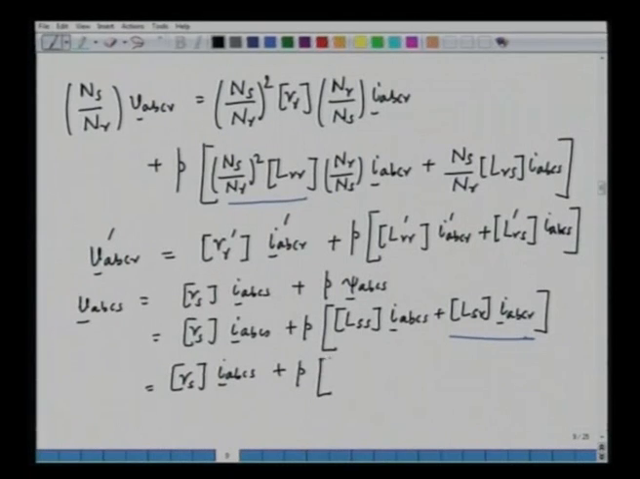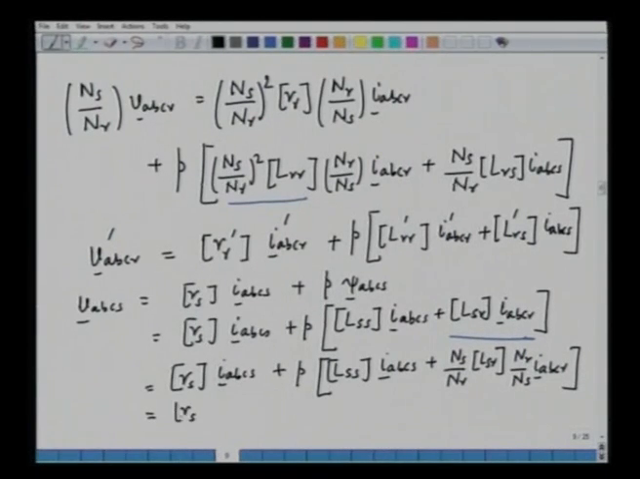Plus P LSS IABCS, plus we pre-multiply this with NS by NR, and then we have LSR here, and then post-multiply with NR by NS into IABCR. Now, NR by NS into IABCR is IABCR prime.